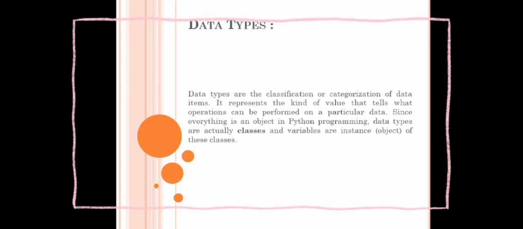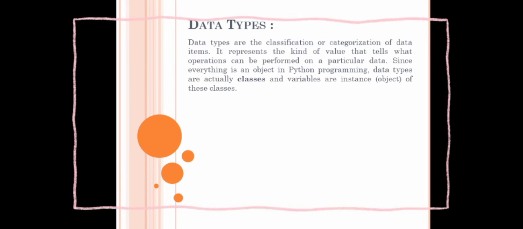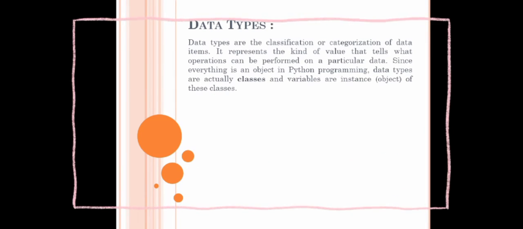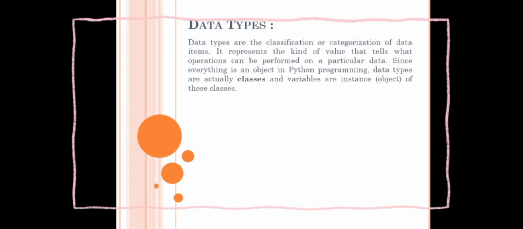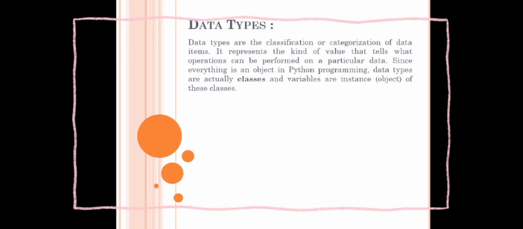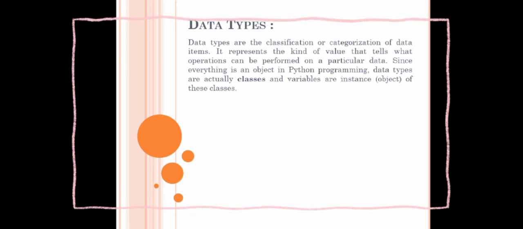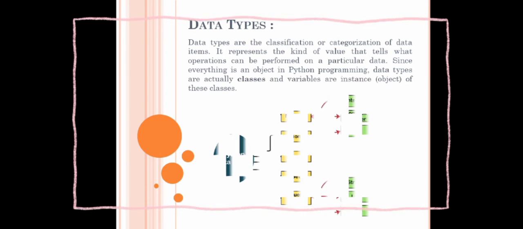Data types. What are data types? Data types are the classification or categorization of data items. They represent the kind of values and tell what operations can be performed on particular data. Since everything is an object in Python programming, data types are actually classes and variables are instances of these classes.